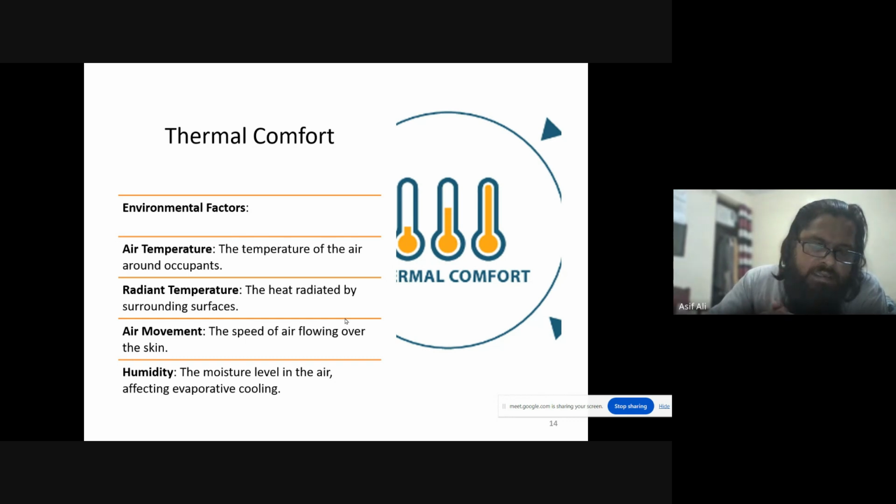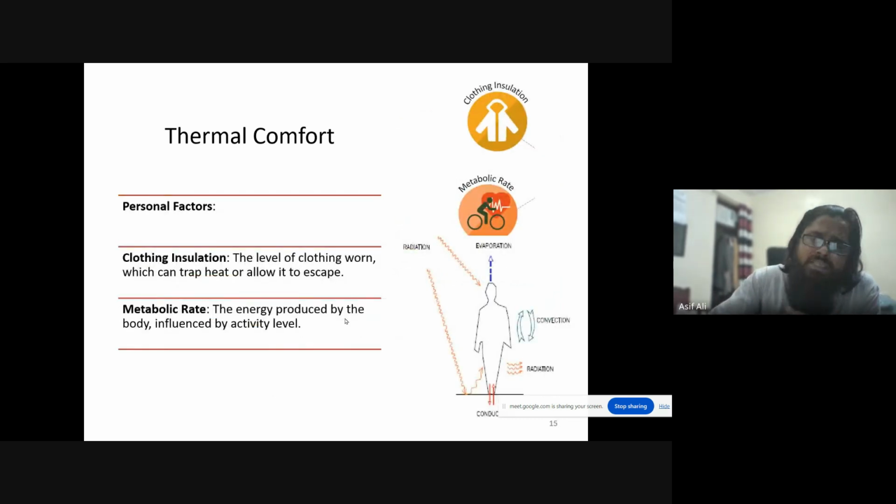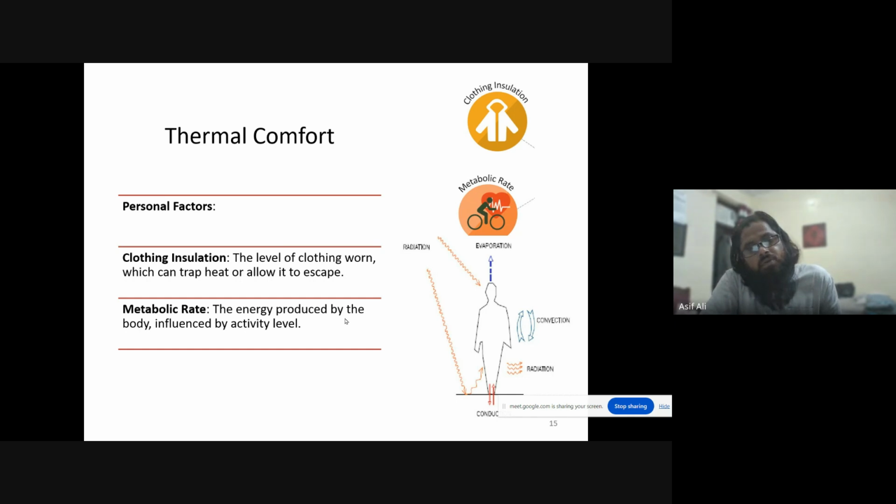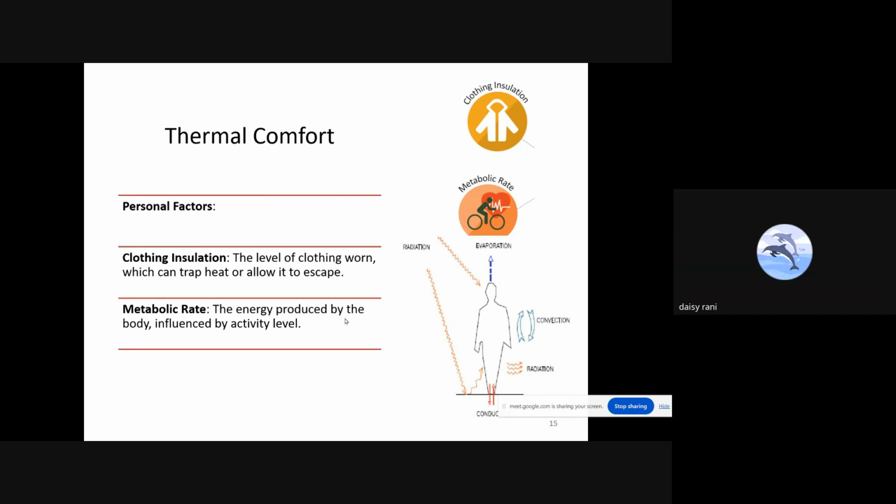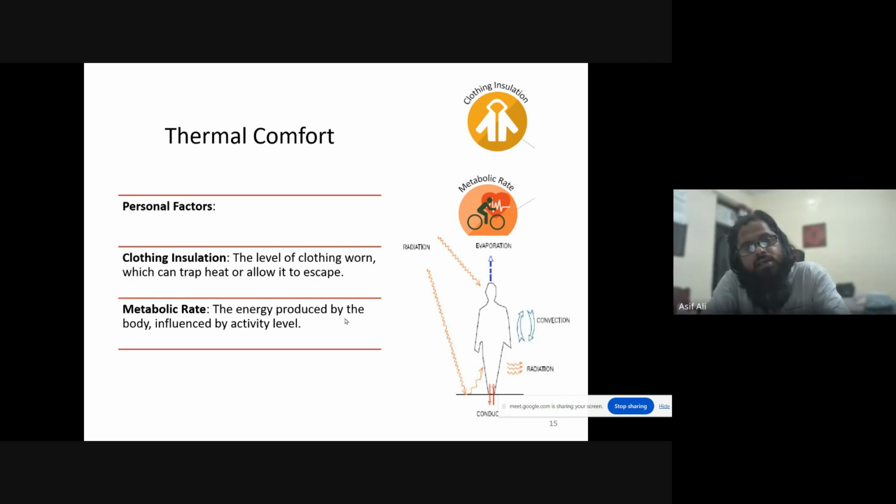When the humidity is high, obviously you will not feel better because the evaporative cooling will be less. There are personal factors too, like how many clothes you wear. Your metabolic rate varies from person to person. And age-wise, the youngers have a different metabolic rate, and the older people have a different metabolic rate. So sometimes the older people may get shivering, even at a higher temperature, while the youngers may get affected by the climate. So it depends on age and on the area. So metabolic rate is also important.